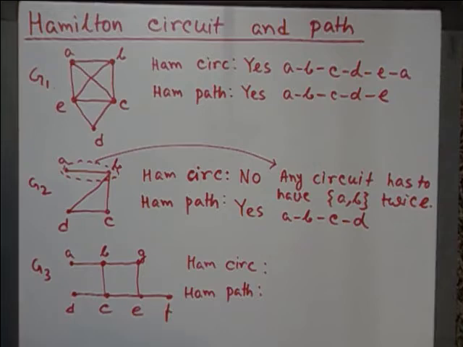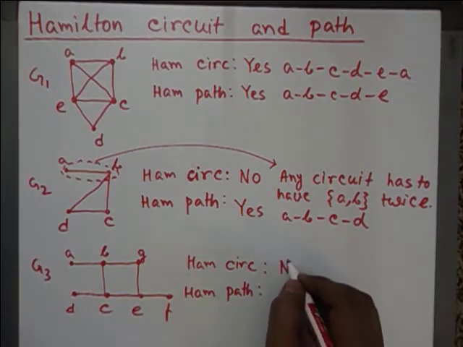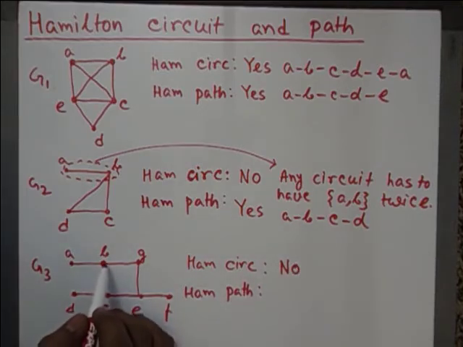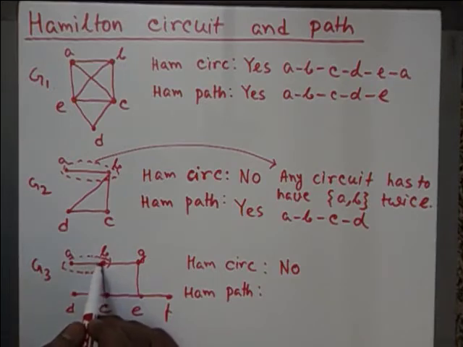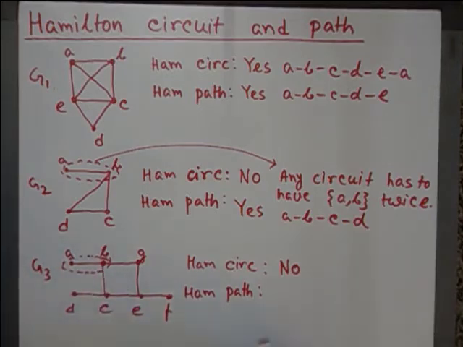Let's see G3. Does it have a Hamilton circuit? No. For the same reason. This edge. If you have to have a circuit, then you have to explore this edge twice, and then you will be exploring both A and B twice. So no. Hamilton path? No.